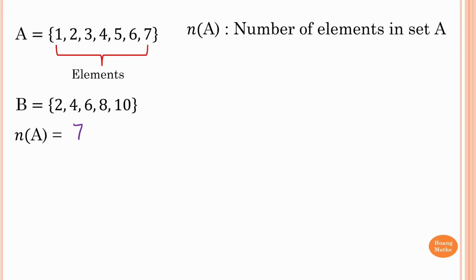If we have a set B equal to this, what is the number of elements in set B? We have 1, 2, 3, 4, 5. So there are 5 elements in set B.